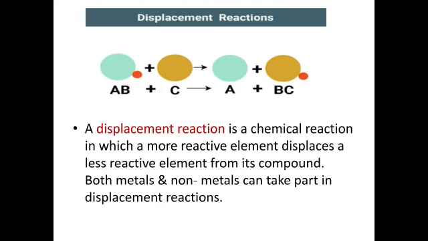So when C comes, what happens? C displaces A from B. That is, A goes out and C comes in the place of A. So we can see AB when reacted with C, which is more reactive than A, what forms? We can get A and BC. B reacts with C to form BC. A is displaced by C. That is displacement reaction. I hope you have understood what displacement reaction is.